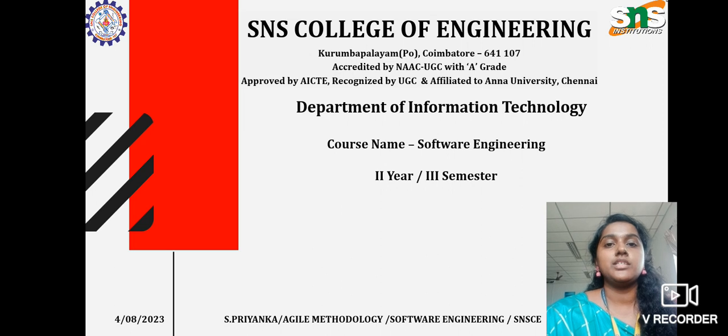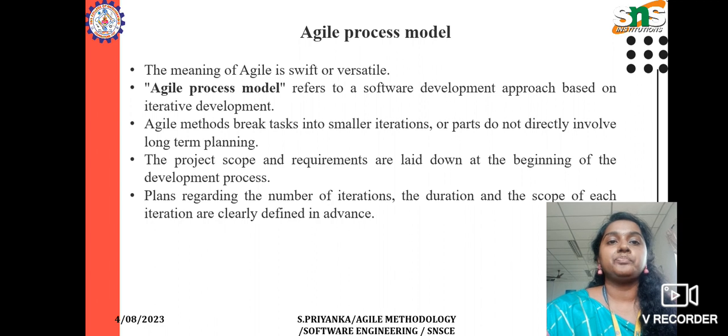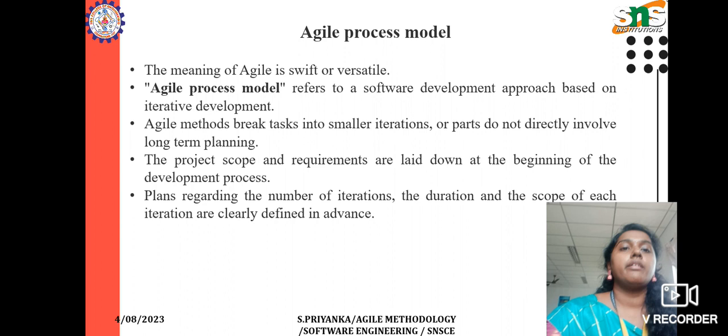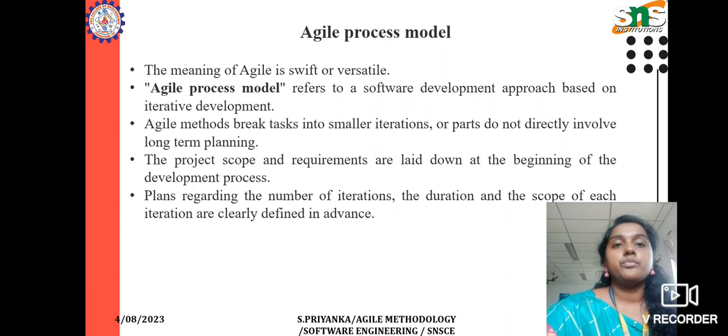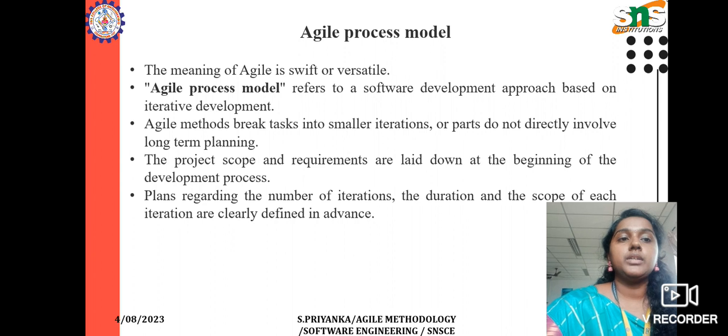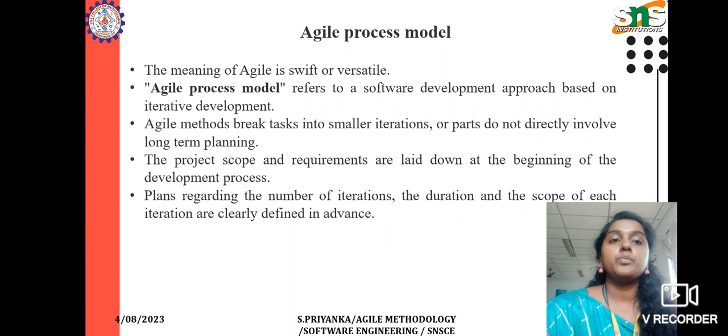Today in my lecture series we are going to discuss the agile model. Agile generally means swift or versatile. The agile process model refers to a software development approach based on iterative development. Agile methods break tasks into smaller iterations or parts and do not directly involve long-term planning.